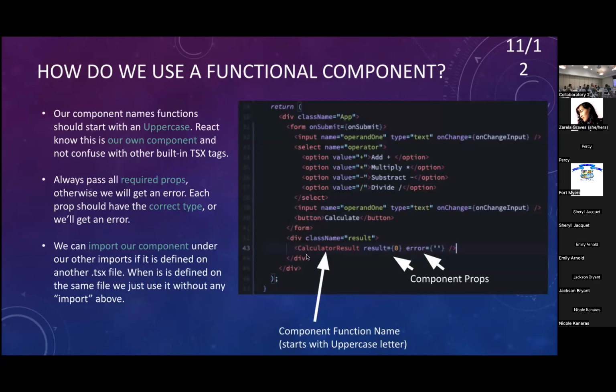Well, I have here, you can see the calculator result component, and I have the different props. As you can see, it's very similar. It looks like an HTML tag, but starting with an uppercase. And I'm passing the props. In this case, I'm passing the props, the result for 0, and the error, an empty string.